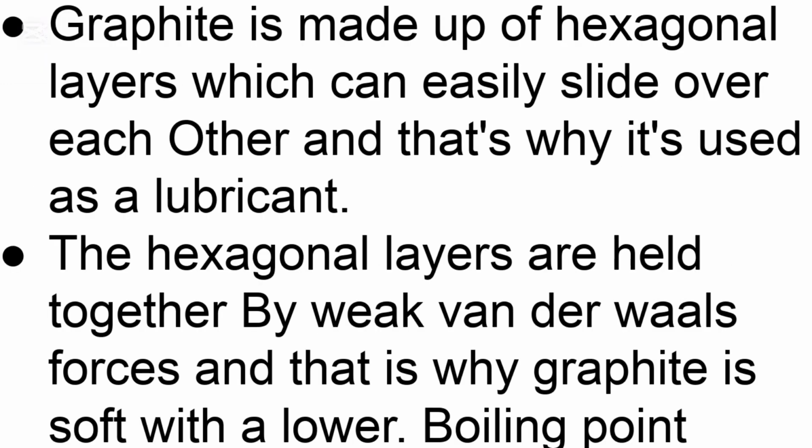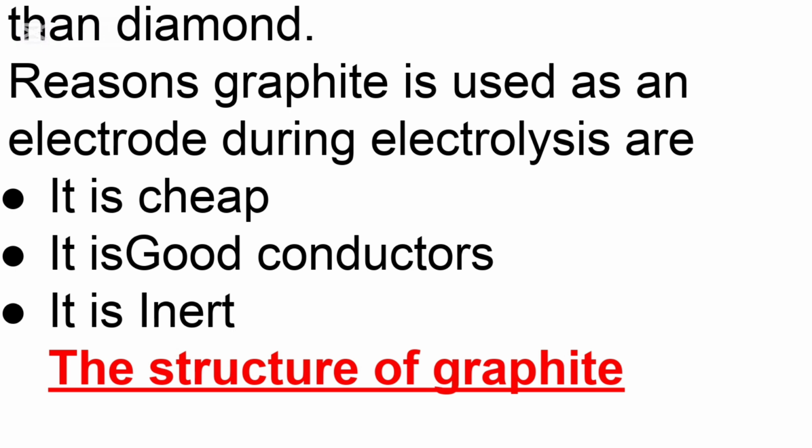Graphite is made up of hexagonal layers which can easily slide over each other, and that is why it is used as a lubricant. So that is one use of graphite. The ability of the hexagonal layers to slide over each other makes it useful as a lubricant. The hexagonal layers are held together by weak van der Waals forces, and that is why graphite is soft with a lower boiling point than diamond.